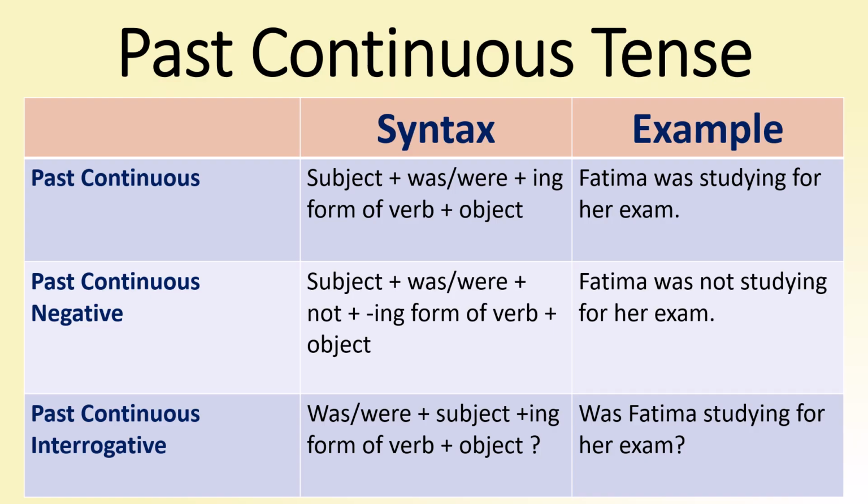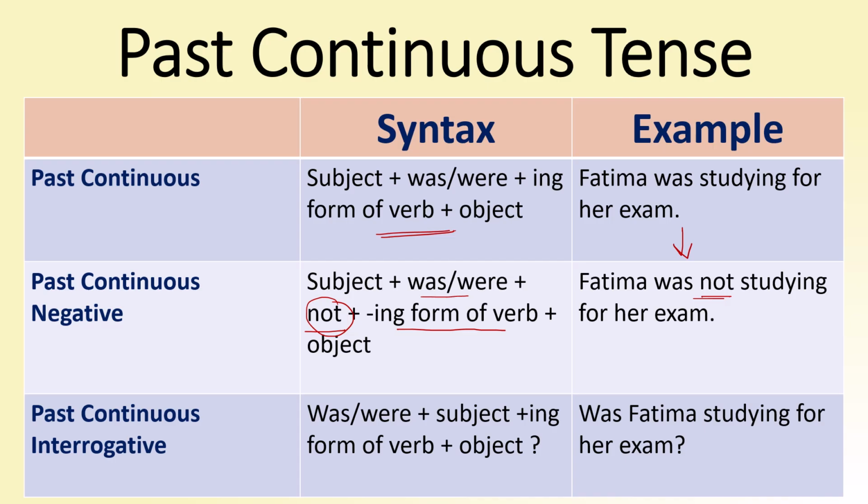Now we will see the syntax of past continuous negative and the past continuous interrogative. See, first of all subject, then was or were, and in order to convert the sentence into the negative we will use not and then the ing form of the verb. So we are just adding not to the syntax of the past continuous form. See, here is the example. Fatima was studying for her exam, and we will convert this sentence into the negative form. So Fatima was not studying for her exam. Okay. Just by adding not, we are converting the sentence into the past continuous negative.